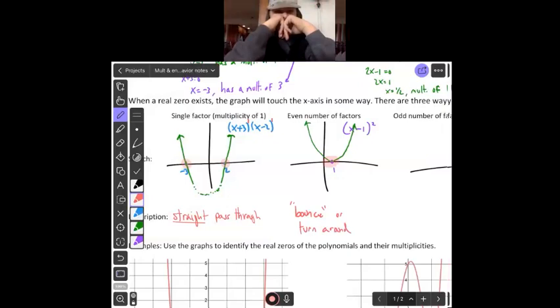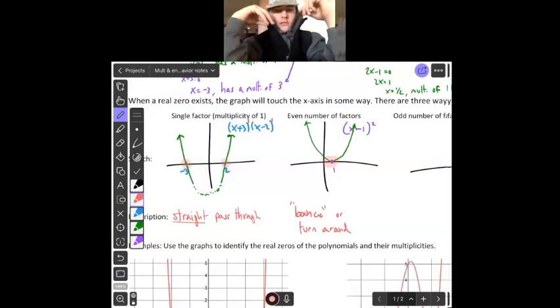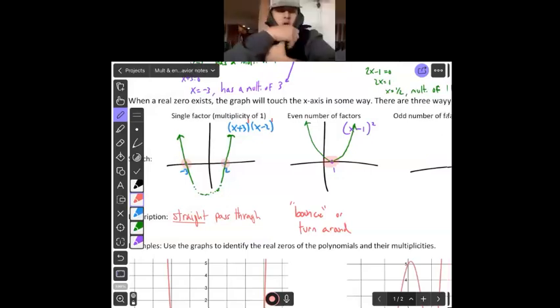You notice the graph will kind of bounce off the x-axis at that point. It will not go through the x-axis at all. It'll exactly hit 0 and then turn around and go the other way. So it looks like a bounce. Just like if you bounce a ball off the ground, it doesn't go down into the ground a little bit and then back out. It hits the ground and then turns. The ball may squish, but it doesn't go through the ground. So an even number is going to look like a bounce.